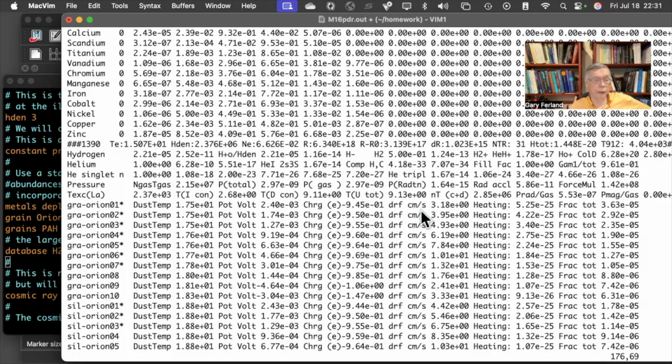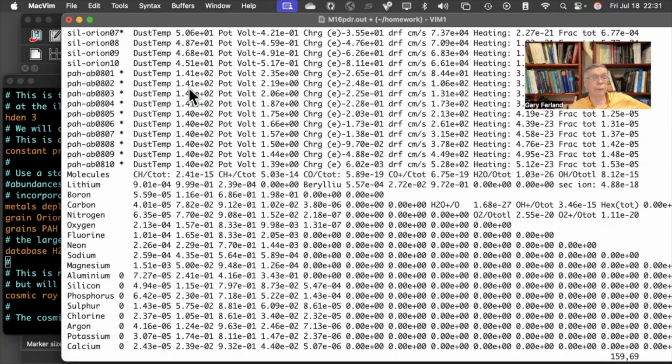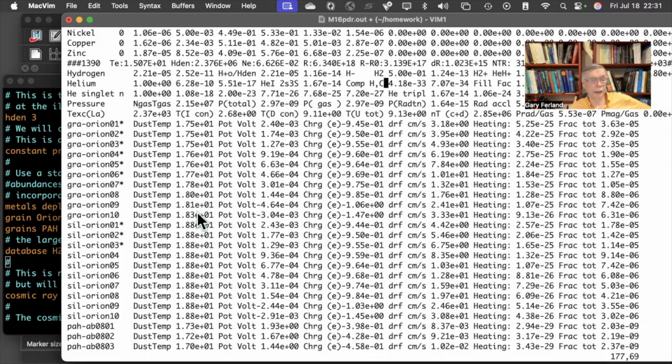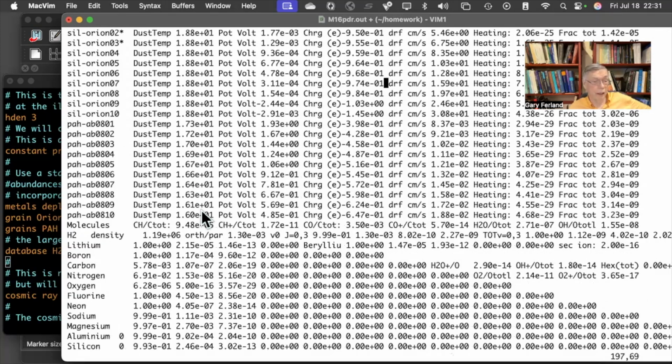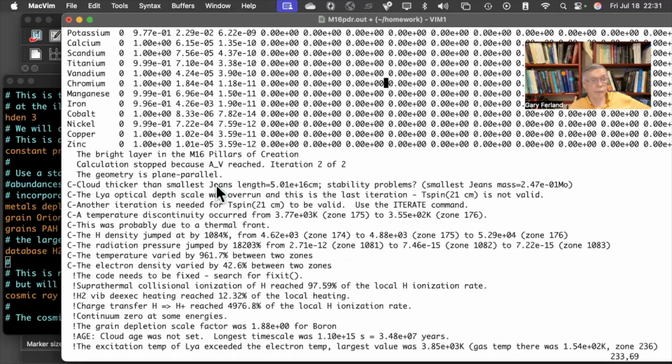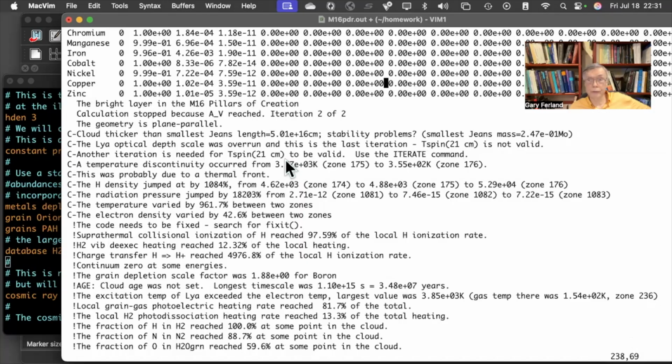The grains were up at a few hundred Kelvin up here, 150 Kelvin or so. At the shielded face, we're deep in the cloud, they fall to 18 degrees. It's still a bit hotter than the gas. And there's our pause that we've added. So if we go down now, find the comments after the end of the model, that's a very interesting thing to look at.